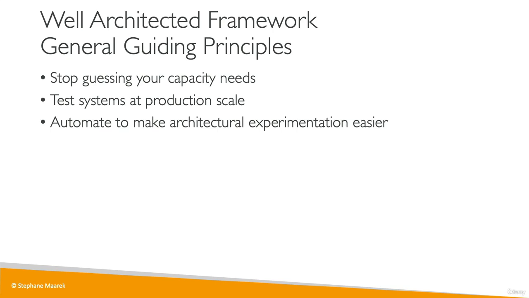Now, it's also very important to automate to make architectural experimentation easier. So for this, CloudFormation is very important because if you get infrastructure as code, then you can easily create an architecture on different accounts and different regions. Also, using platform as a service such as Beanstalk could be very helpful to experiment quickly.